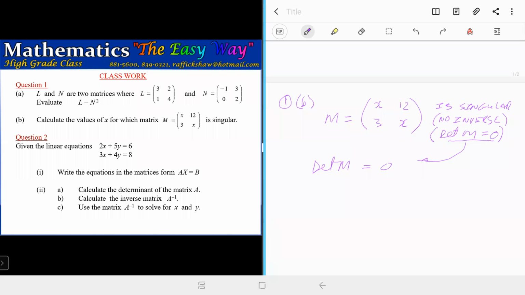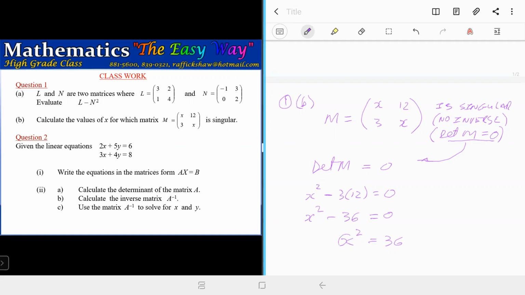So it's x times x, which is x squared, minus, let me write the product, 3 times 12. Instead of just writing 36, I'm going to write 3 times 12. That's the determinant, and it is equal to 0. So this equation becomes x squared minus 36 equals 0. And so we can transpose the 36 and get x squared equals 36.